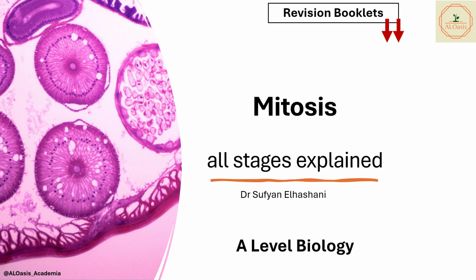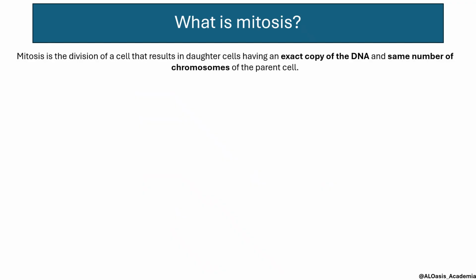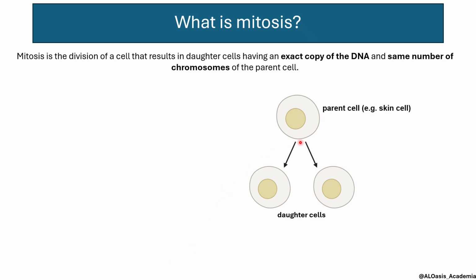Let's start. So what is mitosis? Mitosis is a division of cells that results in two daughter cells. The word mitosis refers to a specific type of cell division. What happens specifically in this division is that a parent cell divides into two daughter cells, and these daughter cells will have an exact copy of DNA and the same number of chromosomes as the parent cell.